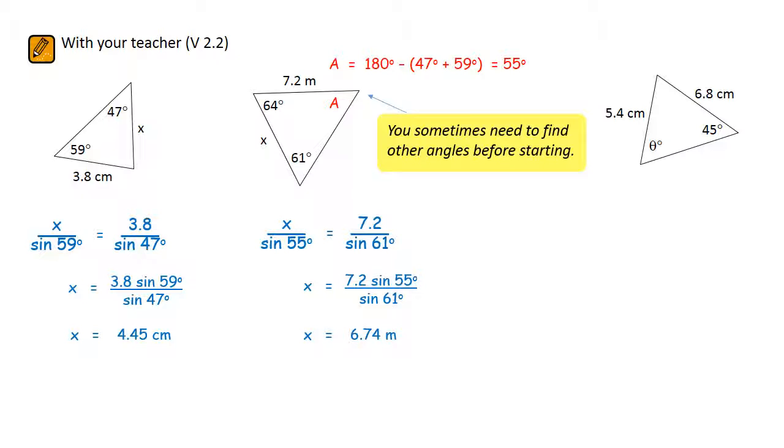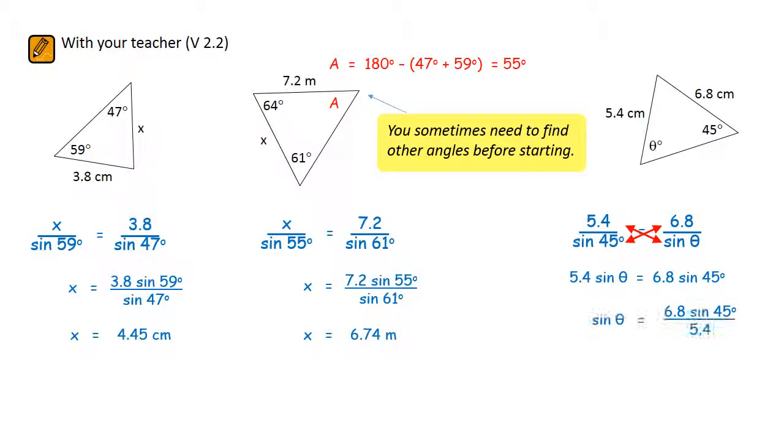What about in this third case here? Well, if we set it up using the sine rule, we'll want to say 5.4 over the sine of 45 equals 6.8 over the sine of angle theta. Now this is where cross multiplication is really useful if we want to get theta by itself. If we cross multiply, we can say that 5.4 times the sine of theta equals 6.8 times the sine of 45. Divide both sides by 5.4, and then we can get out our calculator, find out what the sine of theta is, and then use the inverse sine to find our final value for theta.